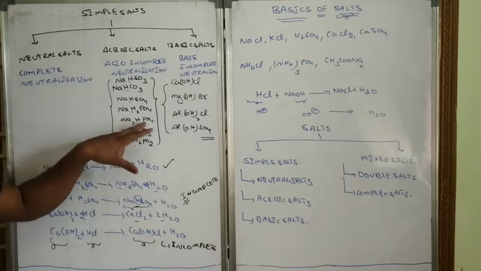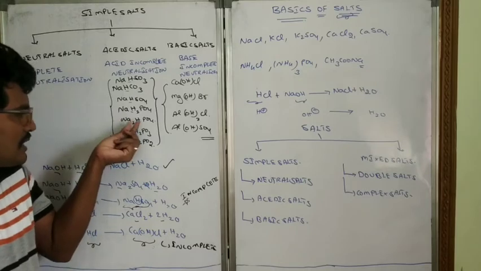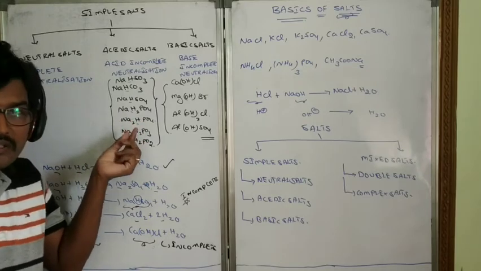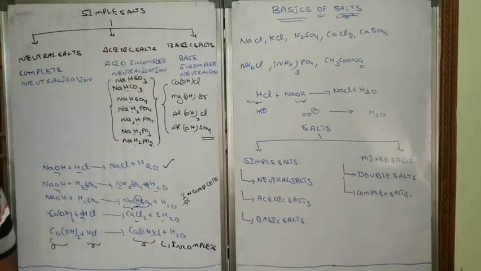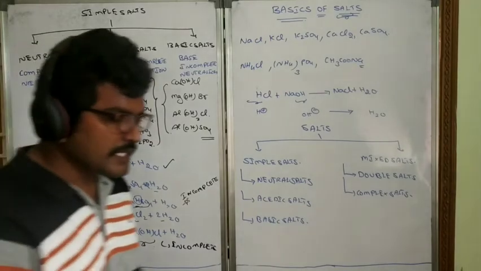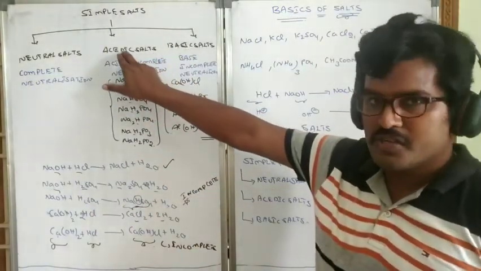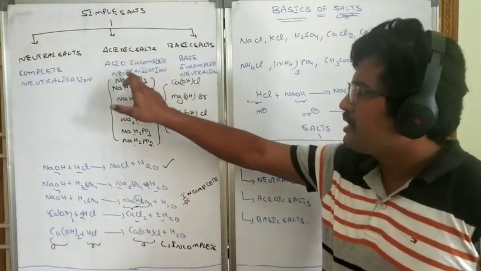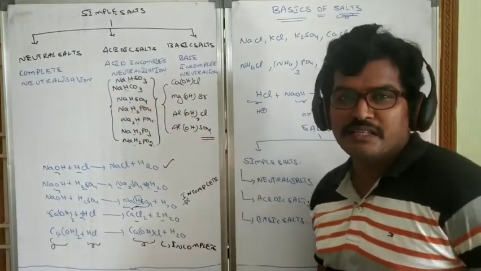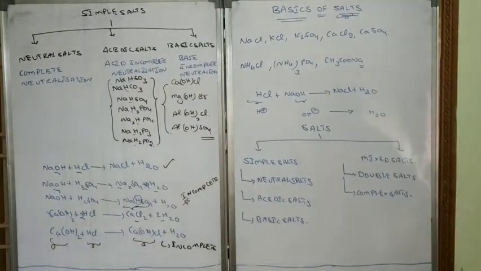Here H3PO4 can donate 3 protons, but only 2 protons are replaced by sodium. That's why 1 proton can still be donated. That's why this is an acidic salt. Understood? So salts which are formed by incomplete neutralization are acidic salts and basic salts. Acid undergoing incomplete neutralization gives acidic salts. Base undergoing incomplete neutralization gives basic salts.